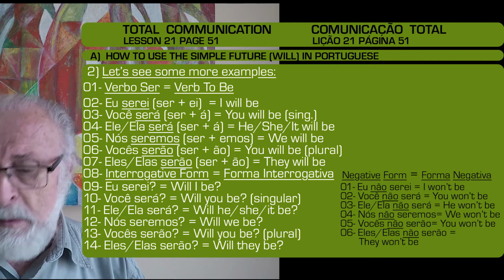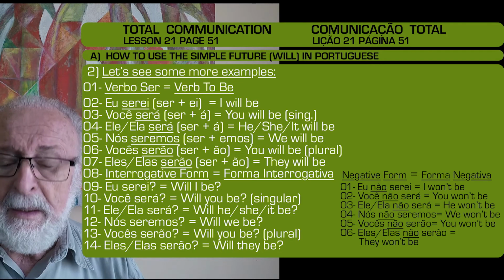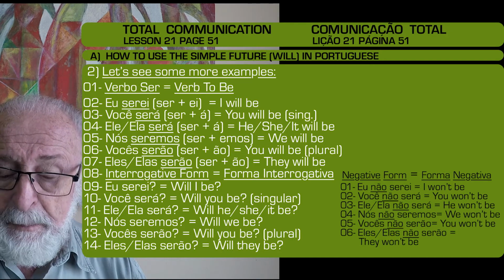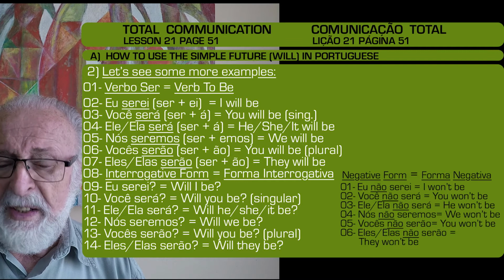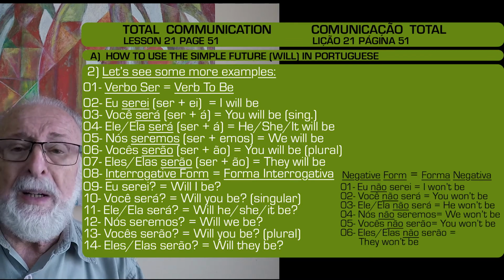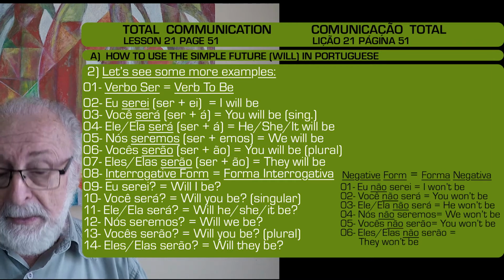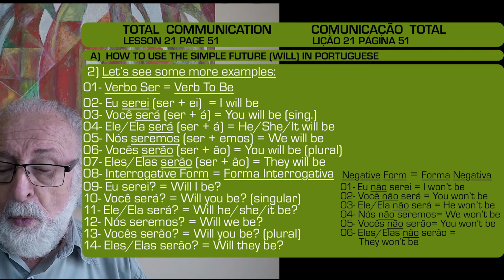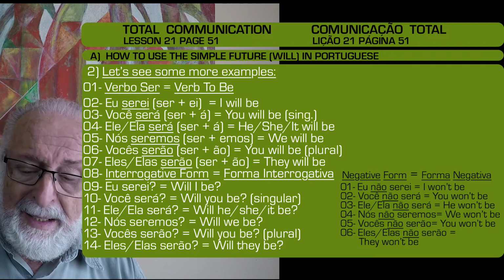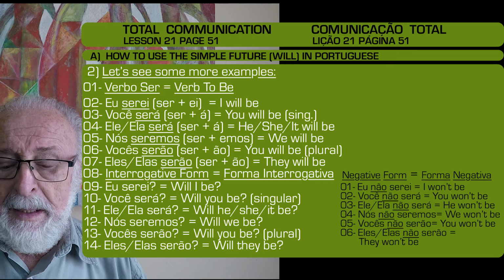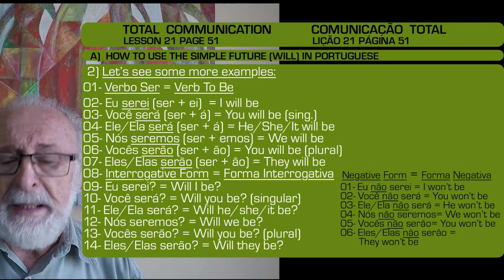Then in line 4, I put there, nós não seremos. It means we won't be. In 5, you say, vocês não serão. Right? It's the plural for line 2, você não será. That vocês here is you plural, you guys. Vocês não serão, you won't be. In line 6, we have there, eles or elas não serão. Eles não serão, elas não serão. In English it's they won't be.